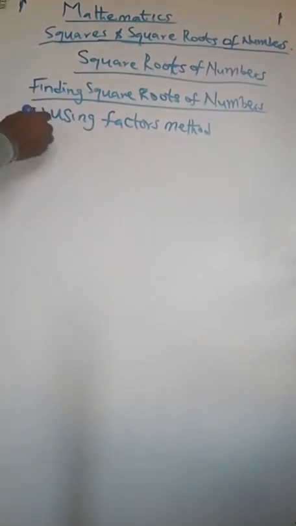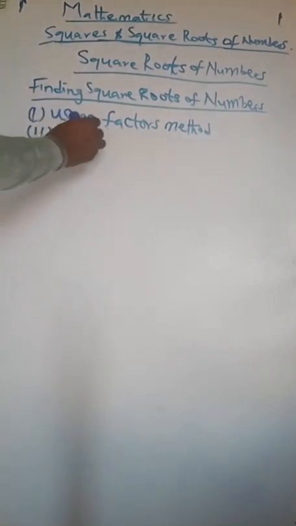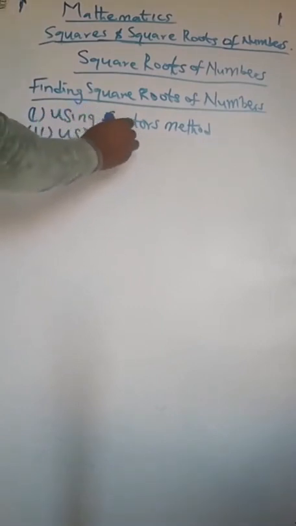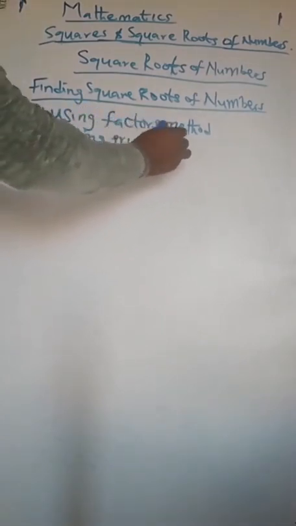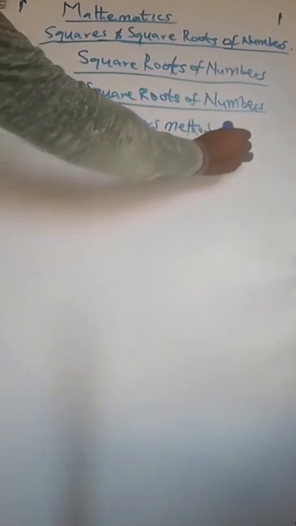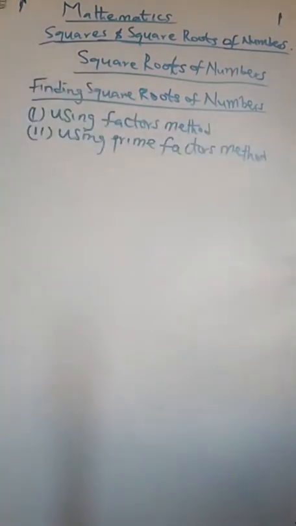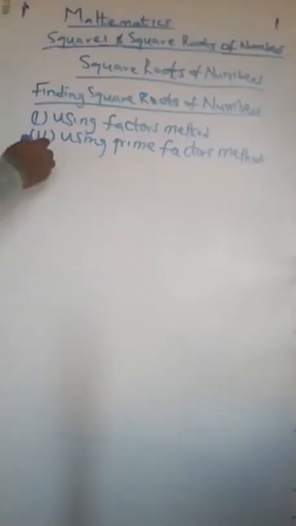2. Using prime factors method. Under this method, all you have to do is just to find the prime factors of the number. Then from there, you write it in index in form of square. Examples.